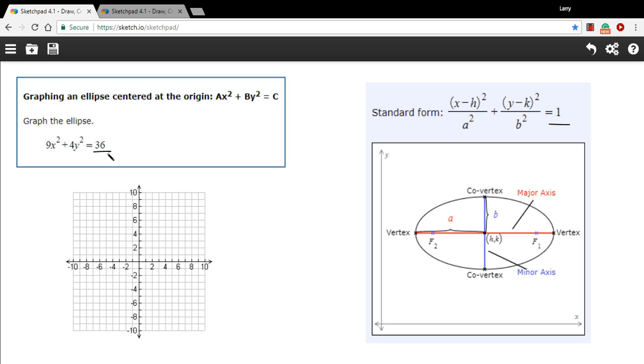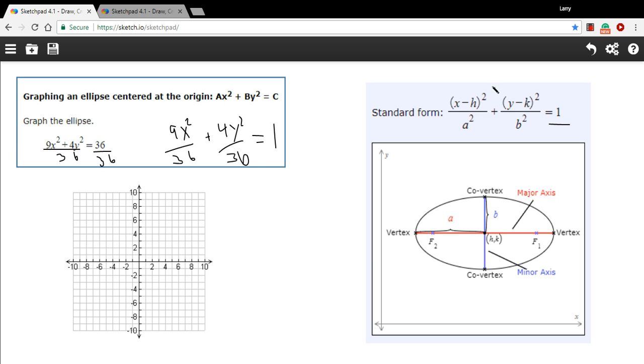And I'm going to do that by dividing both sides by 36. So that'll certainly give me 1 over on the right. And here we have to divide each of these terms by 36. So this is 9x squared divided by 36 plus 4y squared divided by 36. Okay, that's looking a little closer to standard form, but we're not there yet.